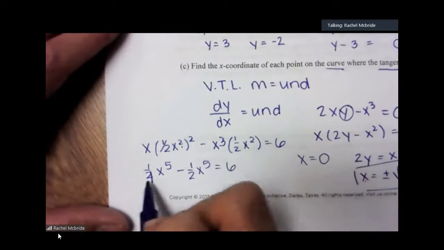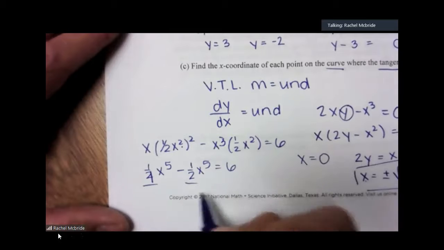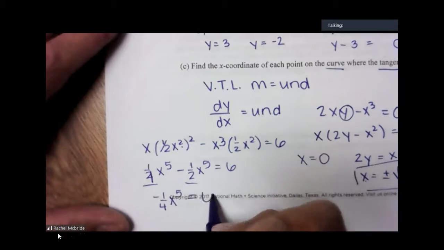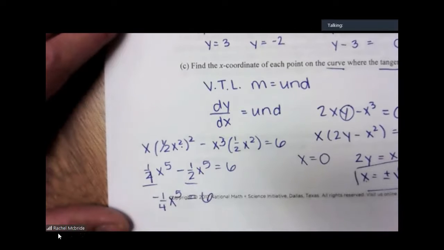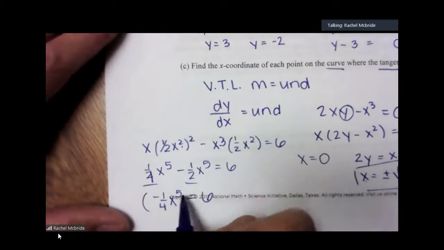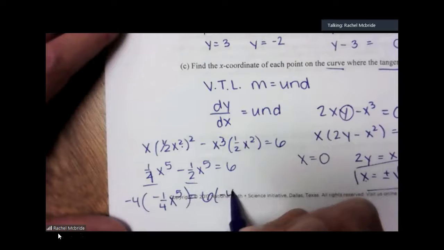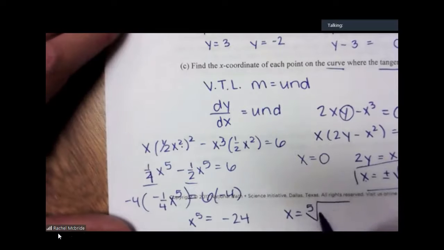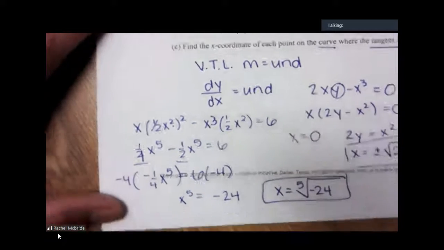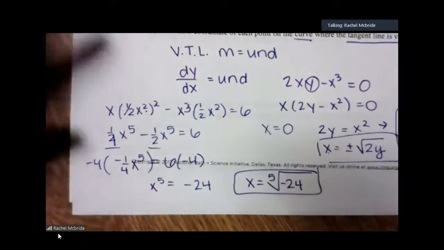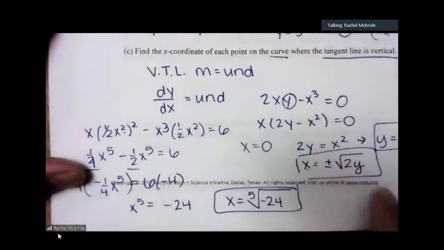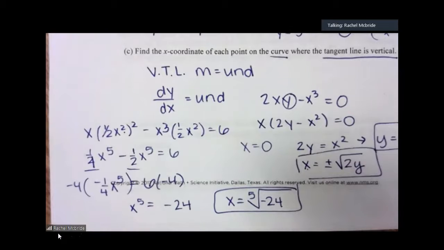Equals 6. So you get 1/4 times 1/2, which is a negative 1/4. X to the 5th equals 6. Multiply both sides times negative 4. I get x equals, and again, it only asks for the x value, so you don't have to plug in and find the y, even though there would be y values.